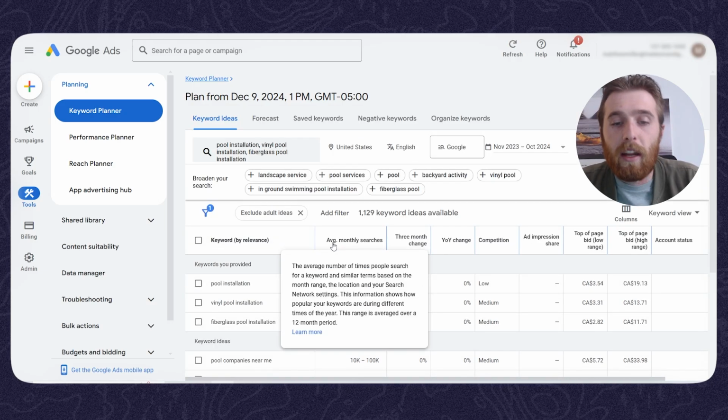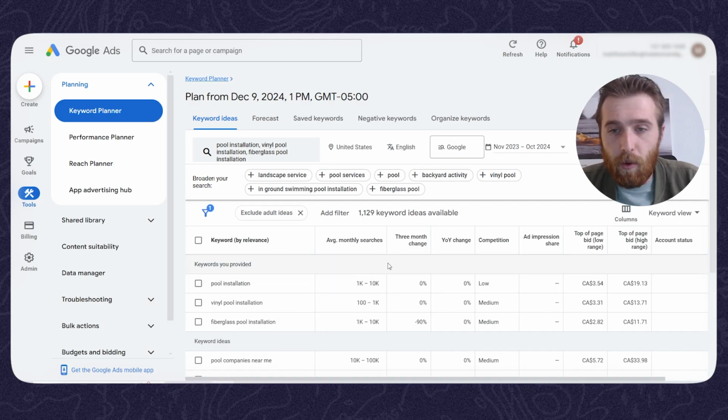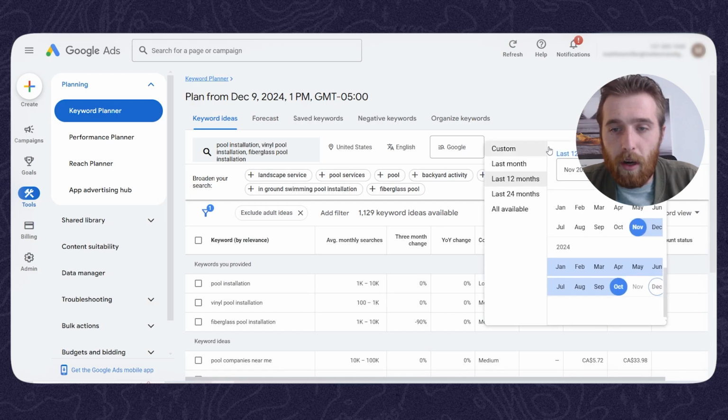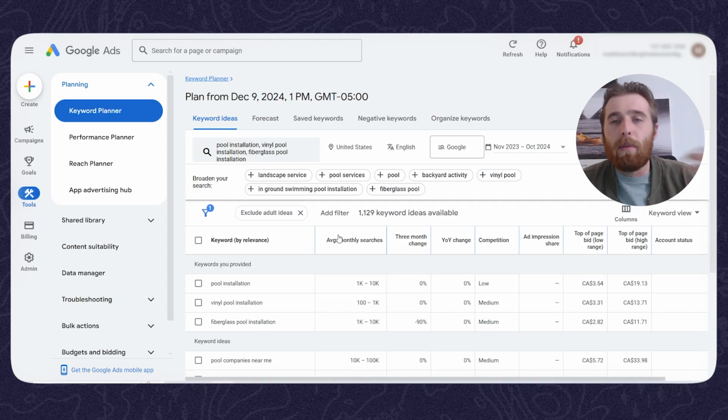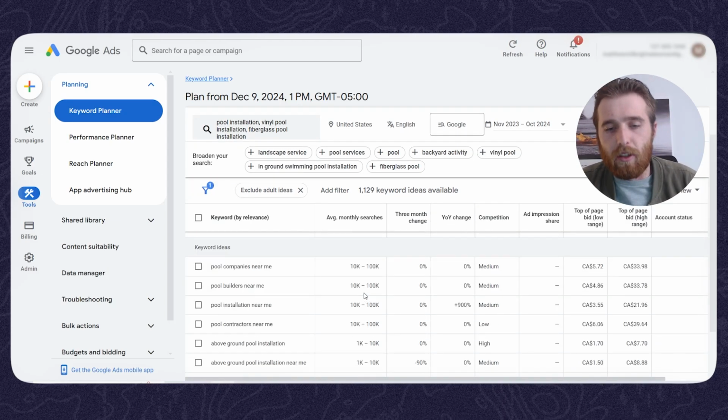As you can see here, this is the average number of times people search for a keyword or similar terms, and this is doing November 2023 to October 2024. Depending on the year, it might be different, but this is the average monthly searches, how many people are searching every single month for this. And this is Google's best guess.